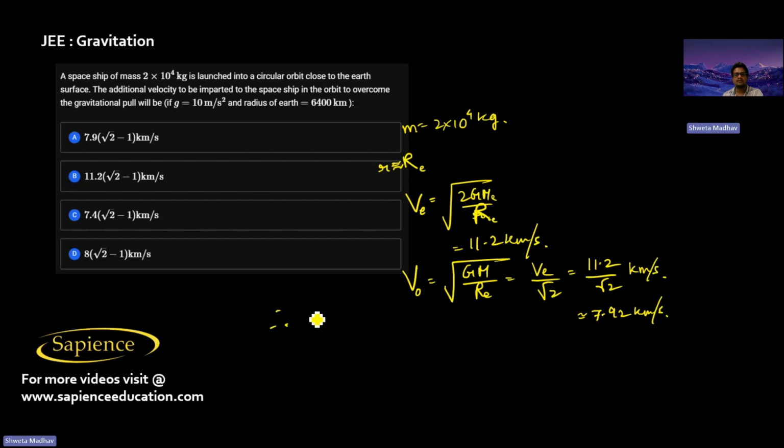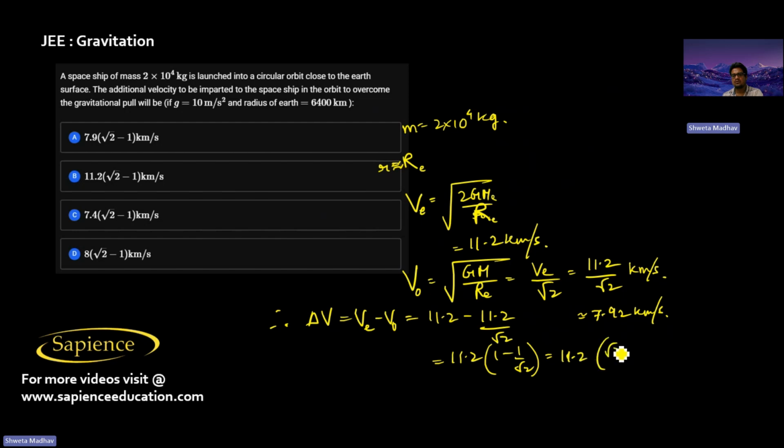Therefore, the additional velocity that is required, delta v, that is ve minus v naught, is equal to 11.2 minus 11.2 by root 2, which is equal to 11.2 into 1 minus 1 by root 2, which is equal to 11.2 by root 2 into root 2 minus 1 kilometer per second. 11.2 by root 2 is 7.9, so 7.9 into root 2 minus 1 kilometer per second. So option A is the correct answer.